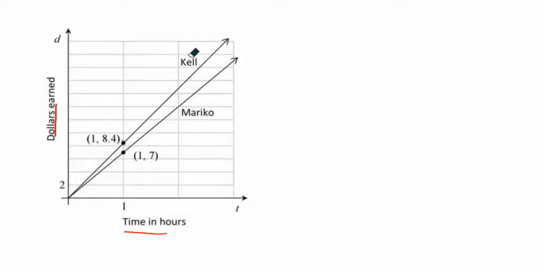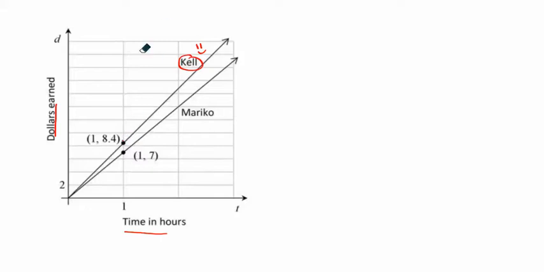So obviously, Kel's making more money. Good job, Kel. Yay. Okay. So look at the steepness of that line there. Okay, look at the steepness of that line. That kind of helps you to see that his line is going up steeper, which means his constant is higher. His constant is going to be greater.